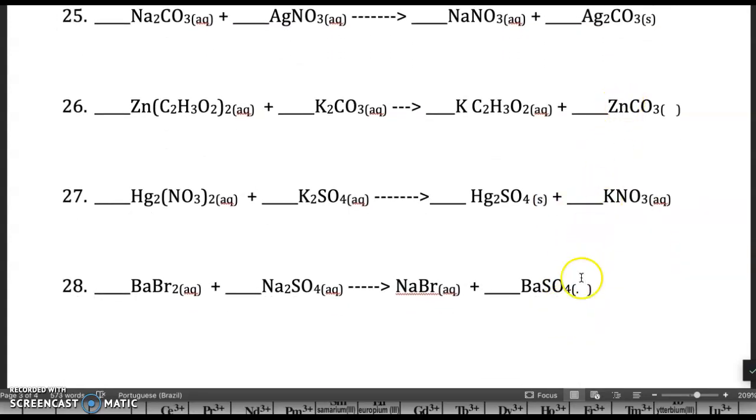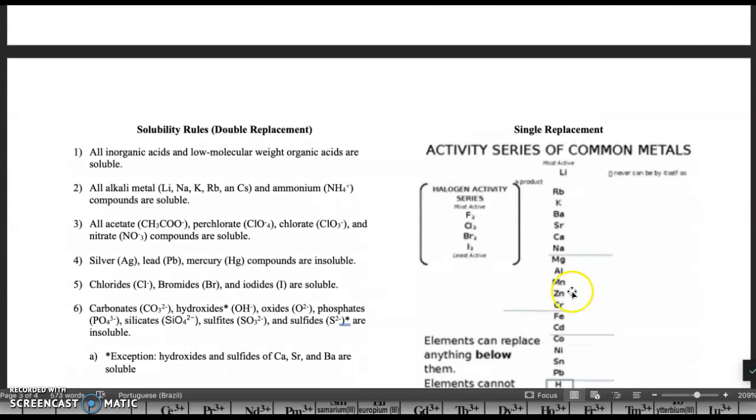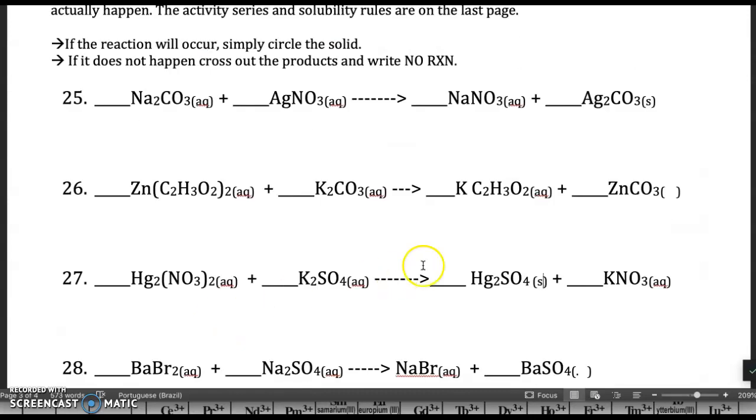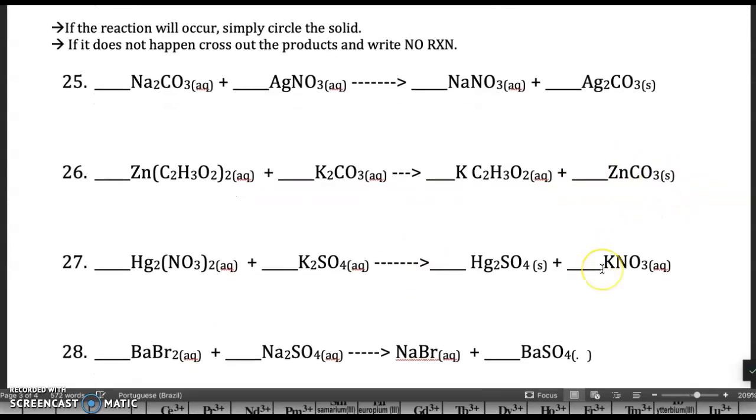So now I've got something about carbonates and sulfates left. Chlorides, bromides, and iodides are soluble. I didn't have any of those. Next one is carbonates, without any exceptions, are insoluble. So where I saw this right here, that carbonate, that is solid.